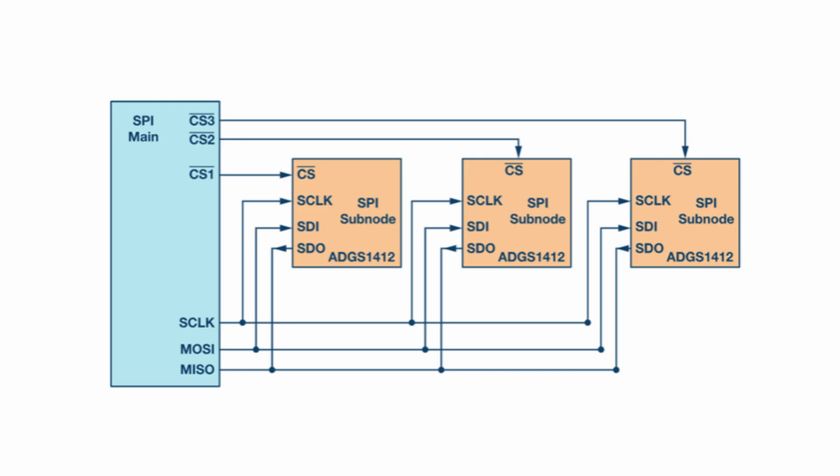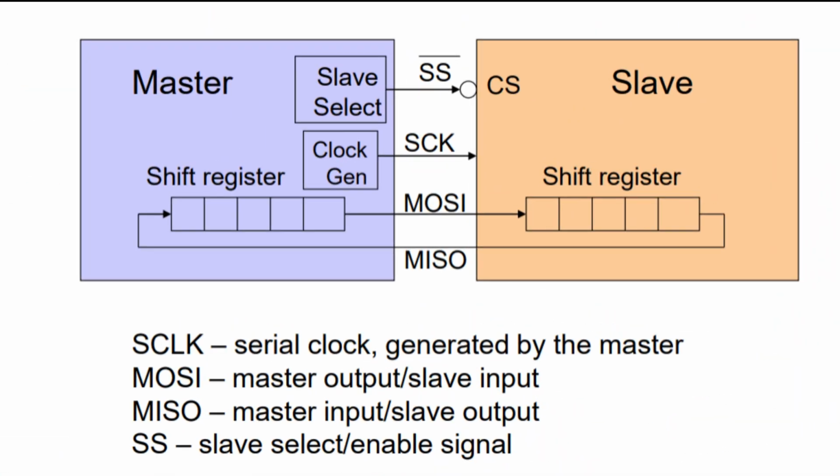Final question. SPI is master-driven. The master initiates everything. So how does the master know when a slave device, maybe a sensor doing a measurement, has actually finished its task and has data ready to be read? The slave can't just interrupt the master over SPI, can it?